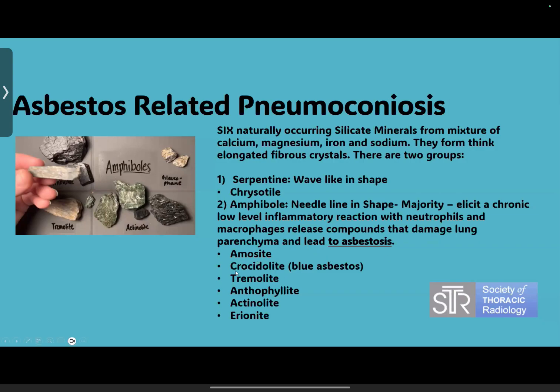And there's amosite, crocidolite, which is blue asbestos, tremolite, anthophyllite, actinolite, and chrysotile. And for some reason, the very last one, chrysotile, somehow is used here in the United States a lot, and that's a lot of the individuals who get asbestosis here have used that kind of stone.